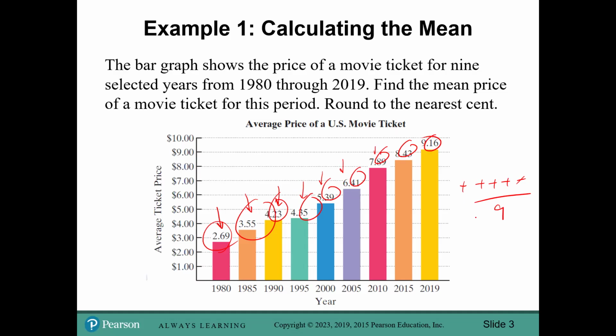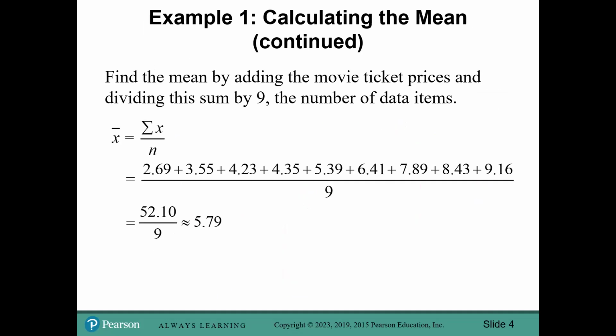I'm not going to write it out because it's right here. Each of those added together, the $2.69 ticket, $3.55, and so on and so on. There's 9 of them. I'm going to divide it by 9. But the first thing we'll do is add all of those values in the numerator. That ends up being $52.10. When we divide that by 9, that gives us an average of $5.79.